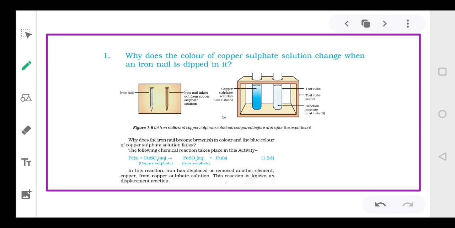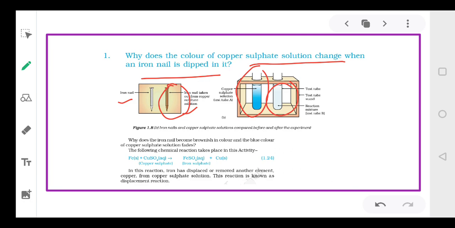Now this is again a very important question. I am taking it especially because this is generally asked in the exams. The question is, why does the color of copper sulfate solution change when an iron nail is dipped into it? Just look at the picture. This is your iron nail, this is your copper sulfate solution. We put the iron nail into the copper sulfate solution. Slowly we will observe that the color fades away, and the iron nail becomes brownish in color.